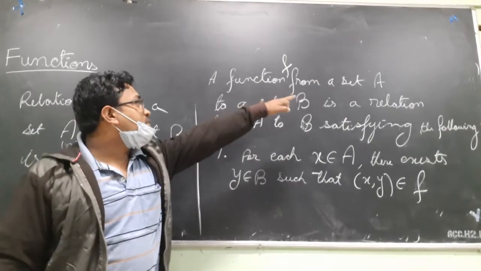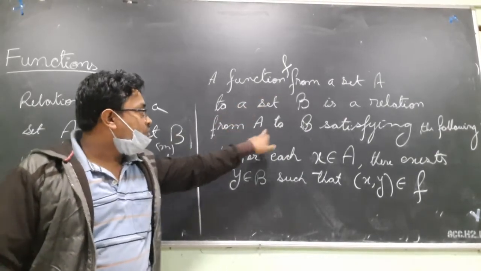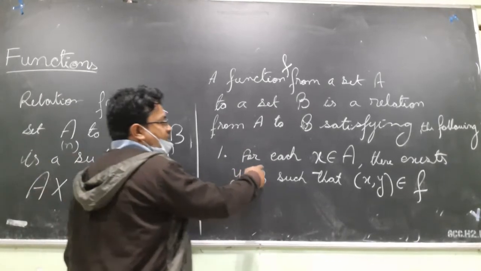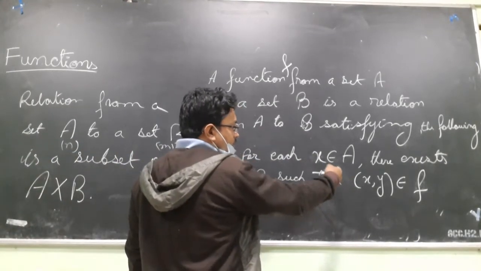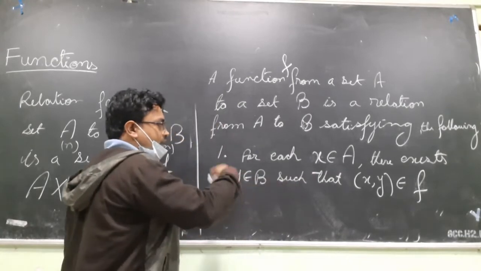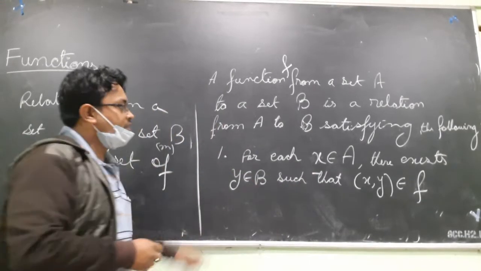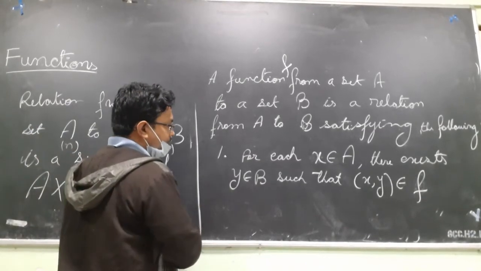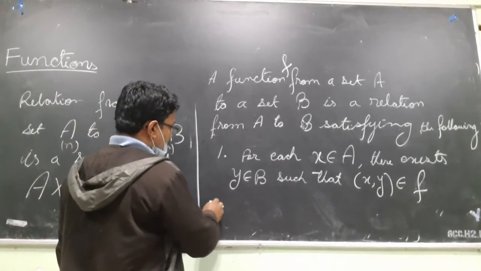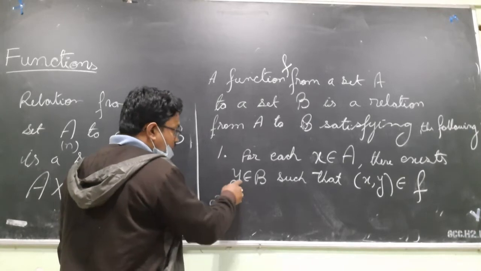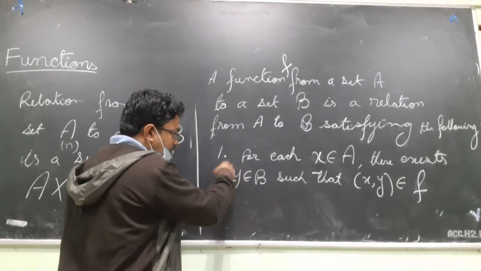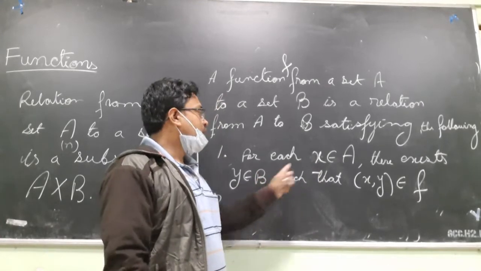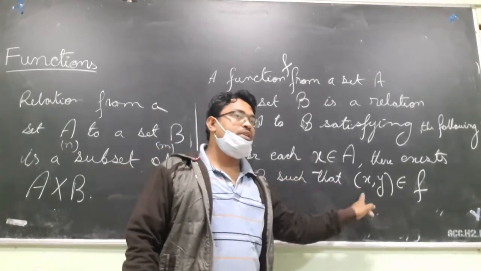A function f from a set A to a set B is a relation from A to B which satisfies these conditions. For each x in A, we will get an element y in B such that (x, y) belongs to f. Then number two, this y that comes here for this x has to be unique. X cannot be related to two different elements.